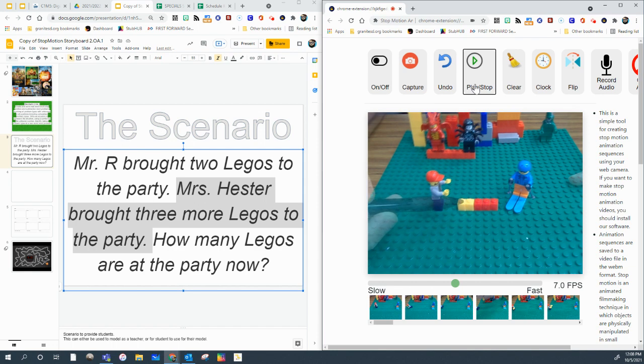Well, they're all there. 1, 2 plus 1, 2, 3 equals 5 Legos to the party. I wonder if we can build an equation that shows the same thing that we just demonstrated with our stop motion.